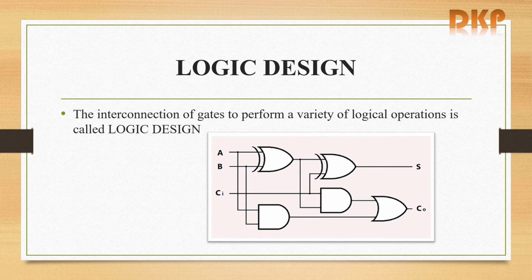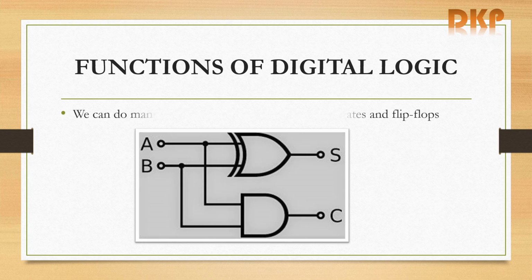For example, this is a logic design which performs the adder operation. In this logic design, we are using 2 AND gates, 1 OR gate and 2 XOR gates. So this interconnection of gates to perform a variety of logical operations is called a logic design. We can do many operations by combining the logic gates and flip-flops.